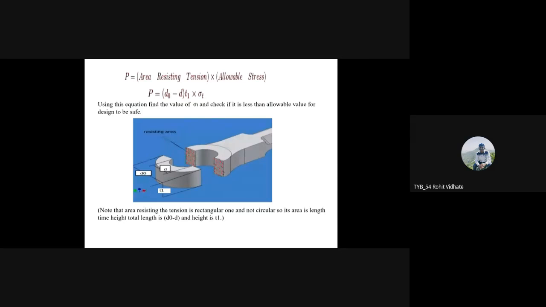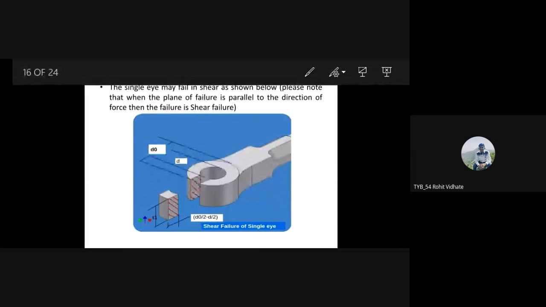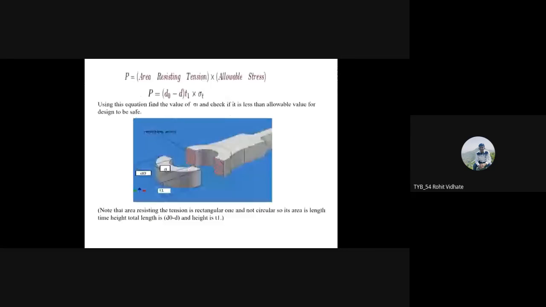This area which we are going to consider is the area where we are going to cut that eye. Whatever the projected area may be, in this diagram it has been shown by the hatching line. Also, the name resisting area has been given to it, but only one arrow has been shown. There are two such areas which are undergoing tension, which are resisting the tension.